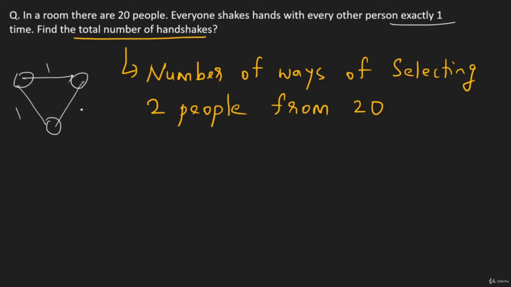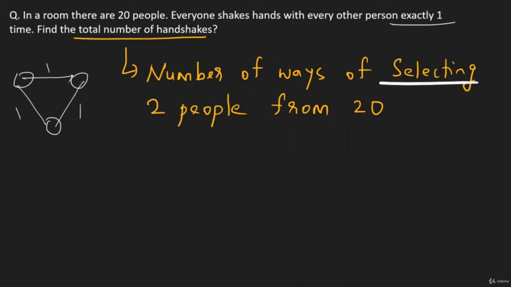And between these guys you will have one handshake, right? And that's nothing but the number of ways of selecting two people from three people. Similarly, in this case, to find the answer, you just need to find the ways in which you can select two people from 20. Now over here only selection is involved, right?